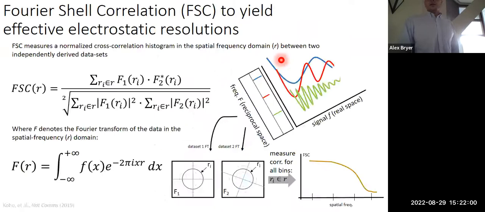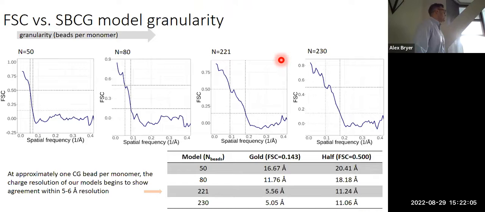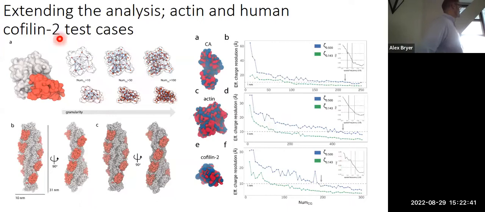So our initial results for this were pretty interesting. As we sort of expected, as we add more beads, the level of agreement between our coarse models and the atomistic charge density approached the sub-nanometer resolution. So depending on which metric we use to estimate the resolution, which is a topic maybe for another talk, but employing this gold standard metric that the cryo-electron microscopists use, or this more stringent half metric, we were able to actually quantify how well our models agree. So what we did was we used, in addition to HIV-CA, two other different models. This is human coupling 2, and this is actin, which form the cytoskeletal filaments throughout the cells in our body. Each dot in this analysis represents a different coarse grain structure.